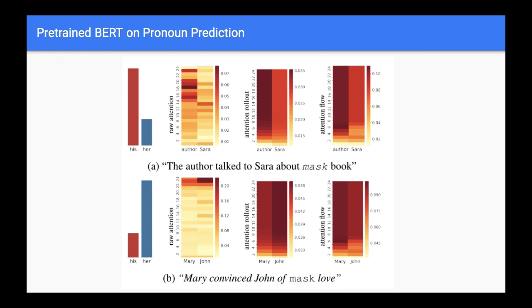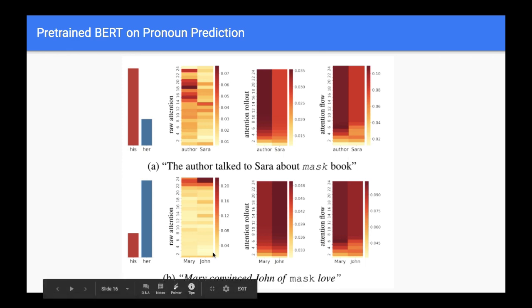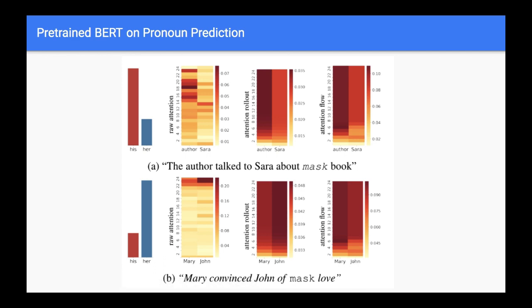And one thing worth pointing out is that when you use these two proposed methods to view it, BERT looks like it's paying even more attention to the token Arthur. So that's another piece of evidence that the proposed methods are better. And here's another example: "Mary convinced John of blah blah blah love." In this case, BERT thinks this pronoun should be "her": Mary convinced John of her love. And if BERT thinks this is a female pronoun, then most likely BERT thinks this pronoun is referring to Mary.